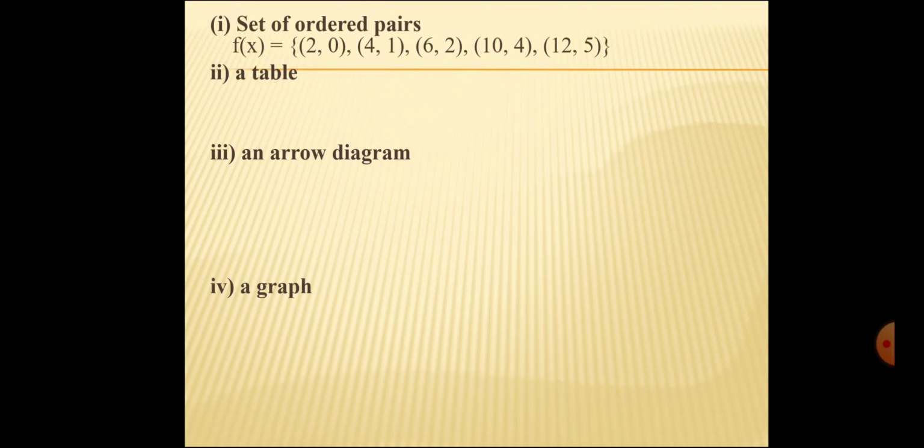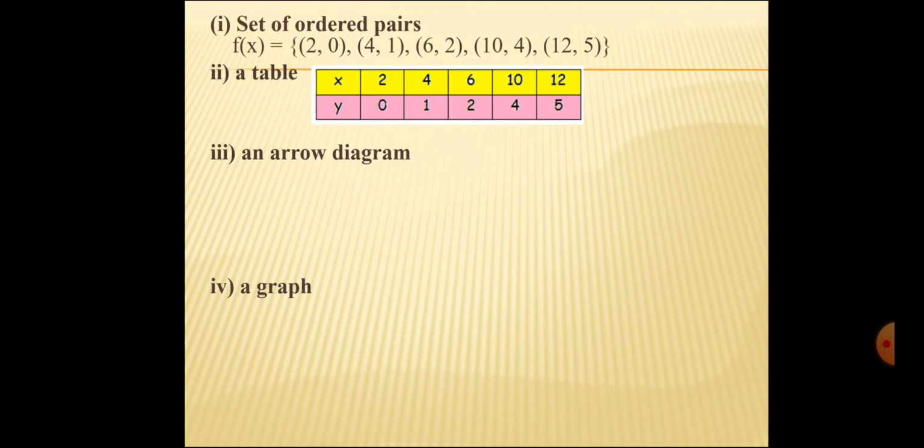Next one, a table. Here you write x, y. In the top you write x: 2, 4, 6, 10, 12. Y already you know, the outcome answer. You put 2, you write here answer 0. So 4, 1. 6, the answer will come 2. 10 substitute, the answer will come 4. Substitute 12, the answer will come 5.